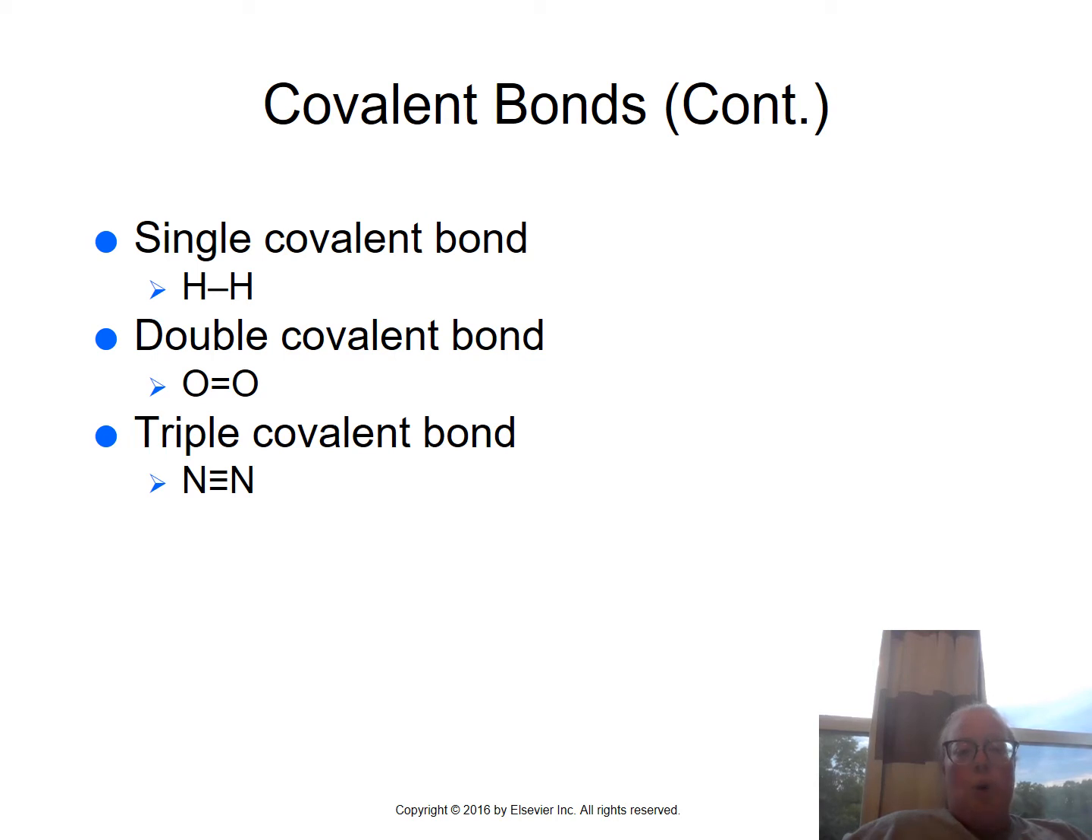Then there are double covalent bonds. These are formed by sharing 2 pairs of electrons, as seen between oxygen atoms. These bonds are indicated by 2 solid lines. And then we also see triple covalent bonds, such as nitrogen, and these bonds are indicated by 3 solid lines in between them.